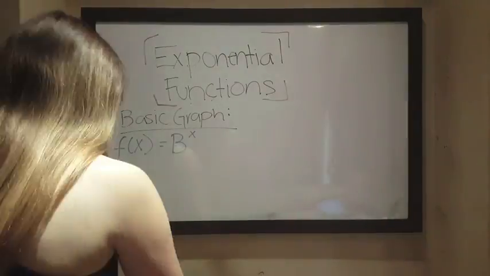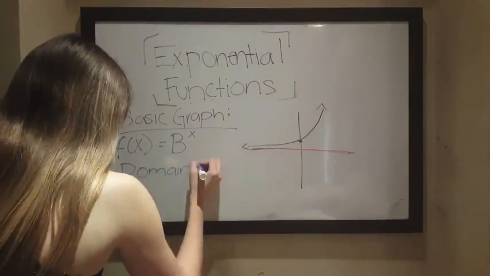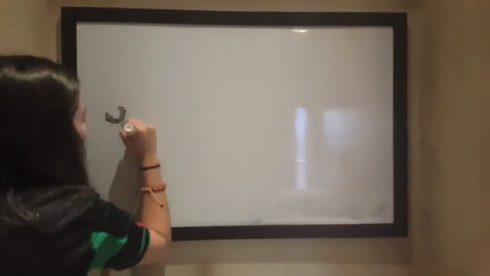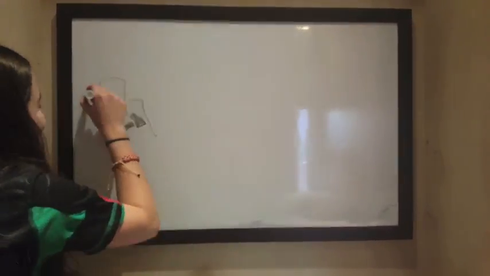Exponential functions have a basic graph with a domain of all real numbers, a range of 0 to infinity, and a key point of (0, 1).